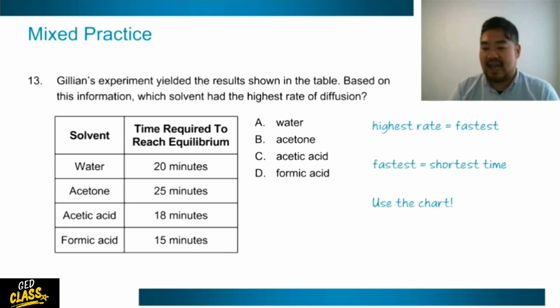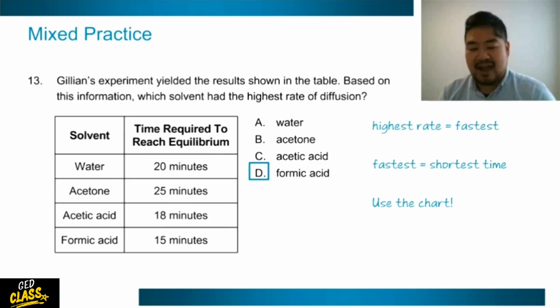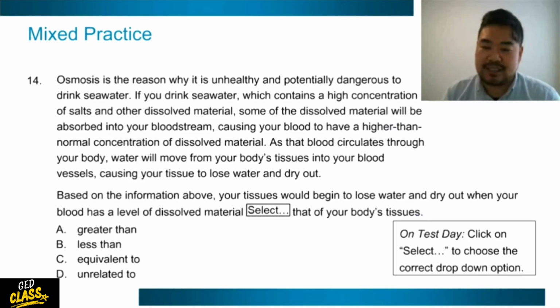And that's going to be answer choice D. Formic acid took only 15 minutes to reach equilibrium. All those other solvents took more time to reach equilibrium. All right, and our final question for this lesson, take a look at number 14.